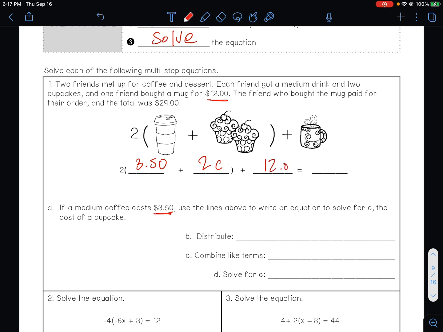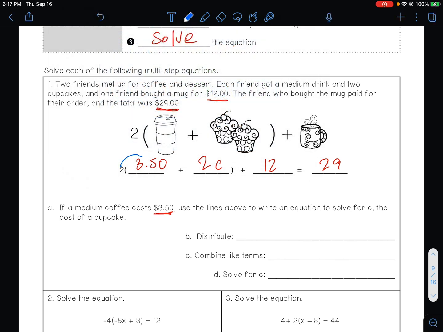12, I don't need to write 12.00. I could just write it as 12. Equals the total, and the total was $29. So again, I could write 29.00, but what's the point? Makes it more complicated. So here's our equation. We have 2(3.50 plus 2C) plus 12 equals 29. So let's distribute.